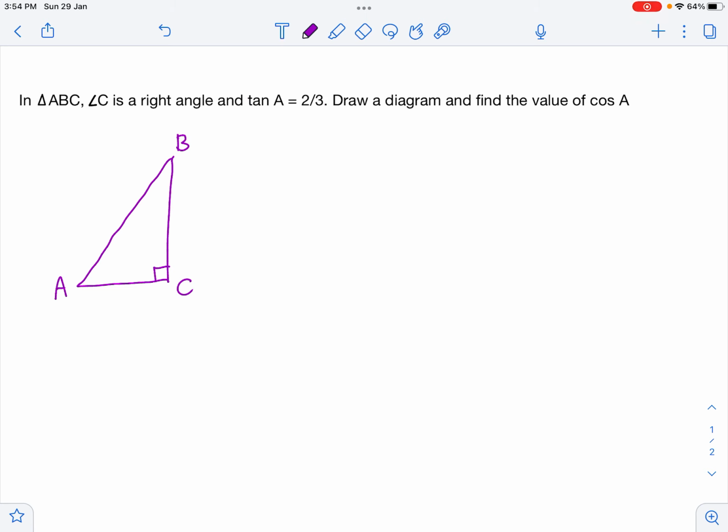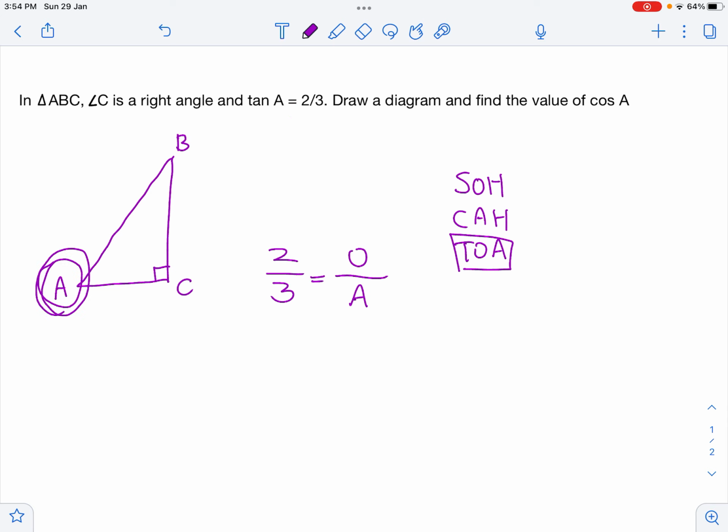So remember what we learned in trigonometry. We remembered SOH CAH TOA. What these mean is that SOH is sine, CAH is cosine, and TOA is tan. So here it says tan A is 2 over 3. Now TOA means opposite over adjacent. And it says 2 over 3, so that means 2 is opposite, 3 is adjacent. And we're looking at tan A, so we're focusing on A.